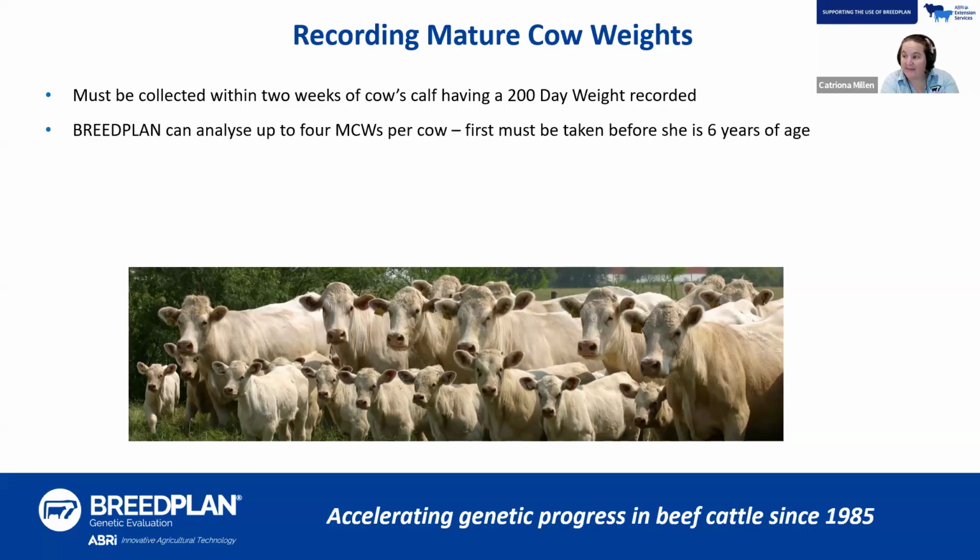The first needs to be taken before she is 6 years of age. And so that often means, for those of you that are calving down at 2-year-old, that the first one is taken when she's 2 and a bit, 3 and a bit, 4 and a bit, and 5 and a bit. But if you decided this year to take mature cow weights for the first time and your cow was aged 5, then we would be able to use the mature cow weight when she's 5, 6, 7, and 8. So they can be older than 6 years when we use a valid mature cow weight, but the first one has to be taken before she's 6.